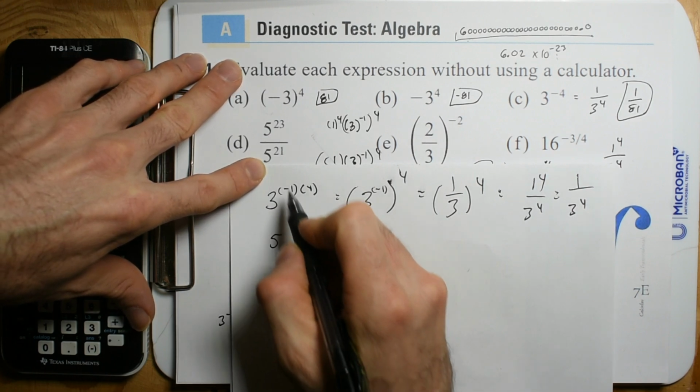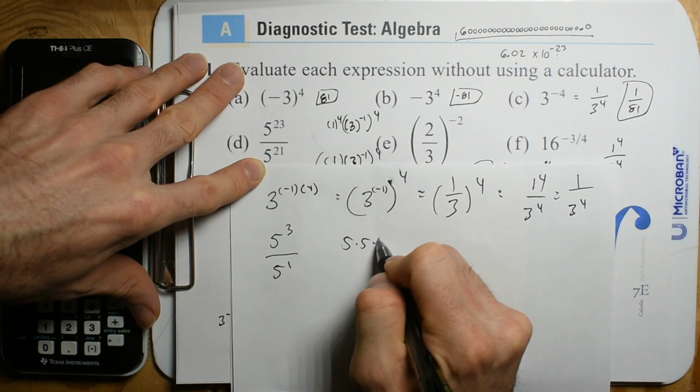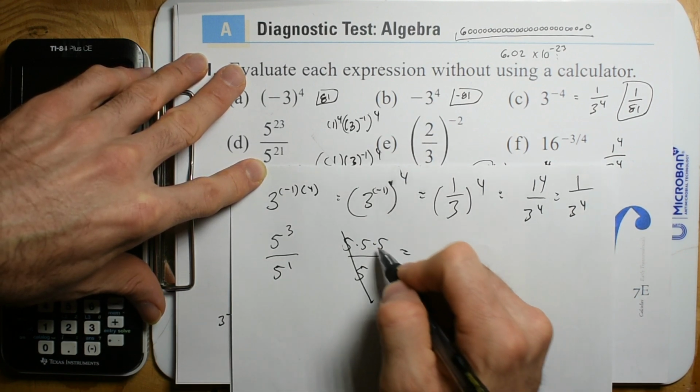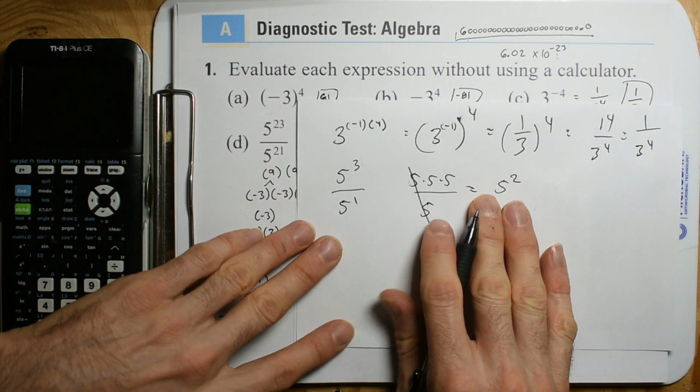But let's just say this is 5 to the 3rd divided by 5 to the 1. I'm going to have 5, 5, 5, and then downstairs I'm going to have 5. Those cancel, and what am I going to have upstairs? 2 fives, 5 squared. So this is also a good strategy.